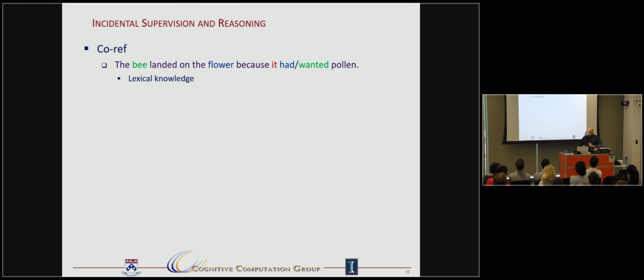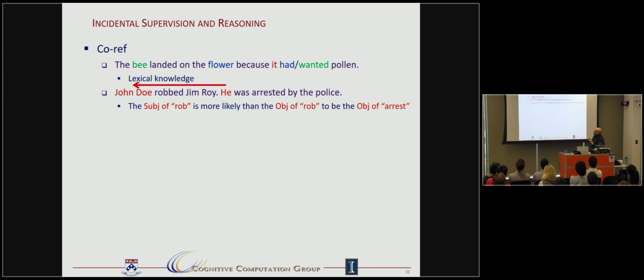But think about this, which goes beyond lexical knowledge. John Doe robbed Jim Roth. He was arrested by the police. This is a much, much harder problem, even though at some level it's similar. Why is it harder? Because here you need to know a more abstract thing. You need to know that the subject of "rob" is more likely than the object of "rob" to be the object of "arrest." This information is not in the sentence. You cannot Google it. You really have to develop an abstract representation and then take statistics over this. Much harder and very interesting.